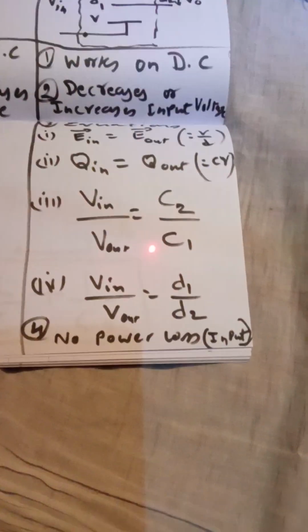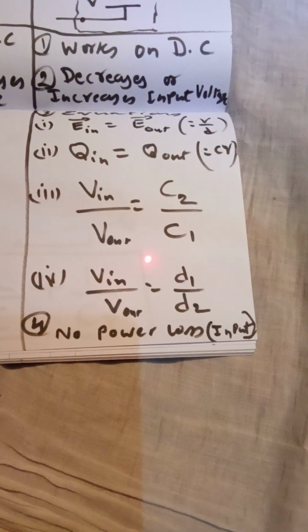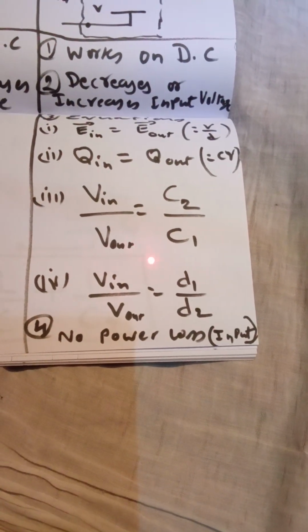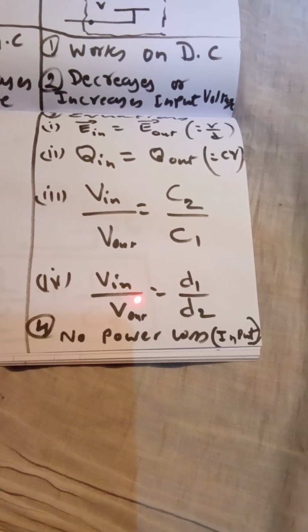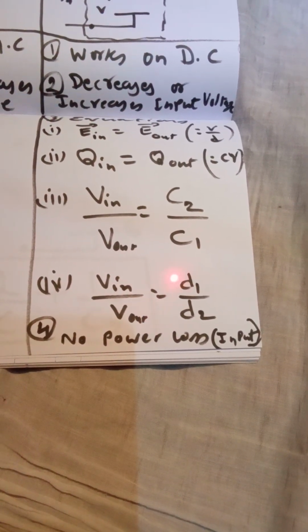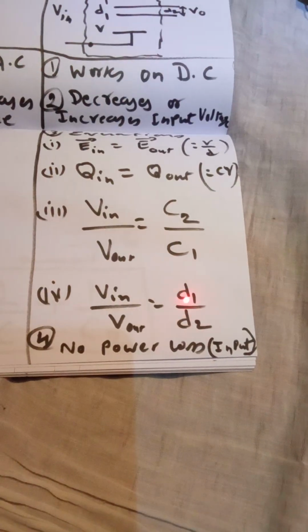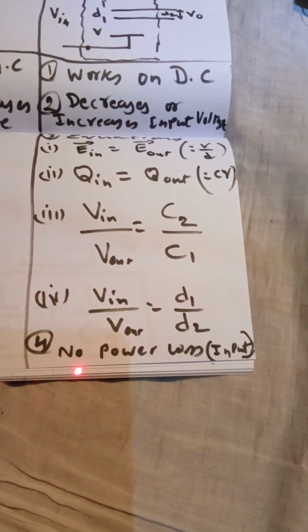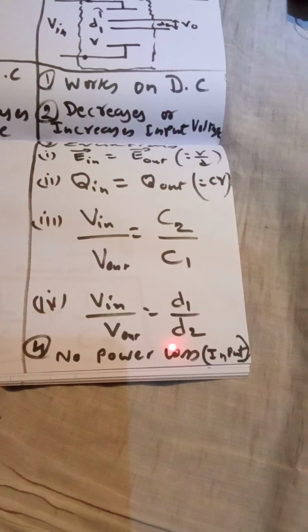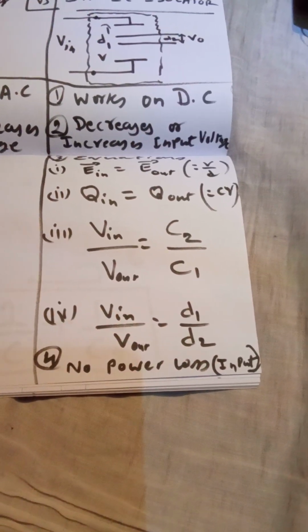In terms of circuit parameters, when the areas of the plates are equal and the dielectric material between all the plates is the same, then V input by V output is given as the ratio of the distances between the plates, D1 by D2. And there is no power loss at the input because no current actually flows in the circuit.